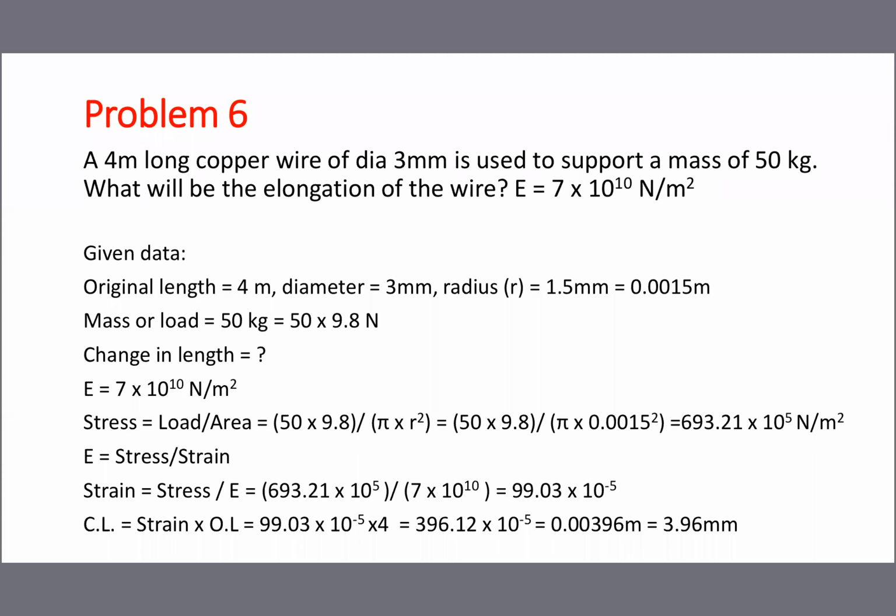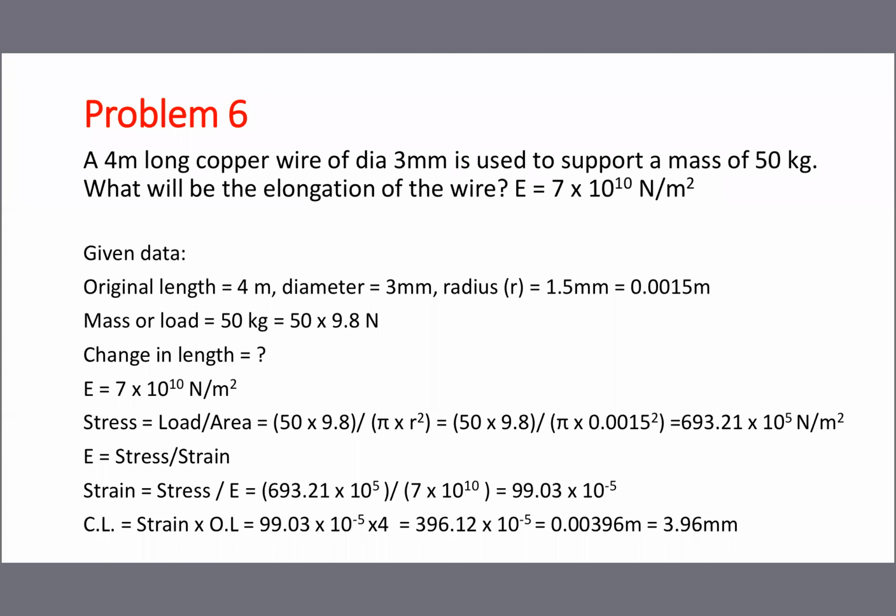So check the data. A 4 meter long copper wire, that is original length 4 meter, of diameter 3 mm. So diameter 3 mm is radius 1.5 mm, to support a mass of 50 kg. So load 50 kg is given, mass or load. What will be the elongation of the wire? Change in length they are asking. Capital E value 7 into 10 power 10 Newton per meter square.